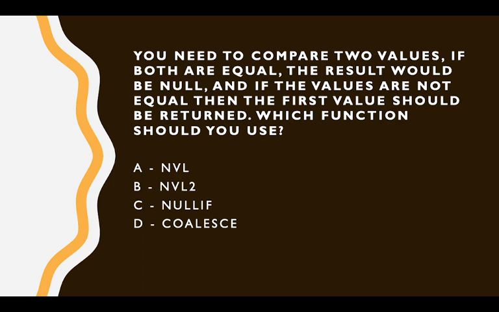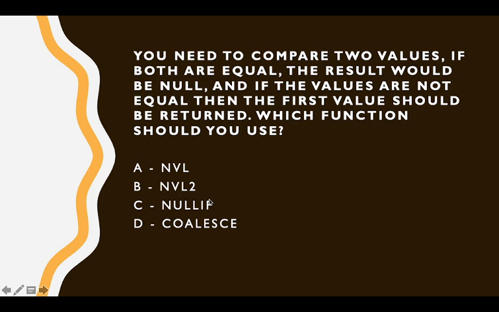Then we have NVL2. NVL2 basically has three expressions, if you know. Expression 1 is the source value, which may contain null values. Expression 2 is returned if expression 1 is not null, and expression 3 is returned if expression 1 is null. So basically here we are comparing three values, and if you read the first line of the question, it says that we need to compare two values. So we are going to reject NVL2 as well. If it would have been comparing three values, then this could have been the answer.